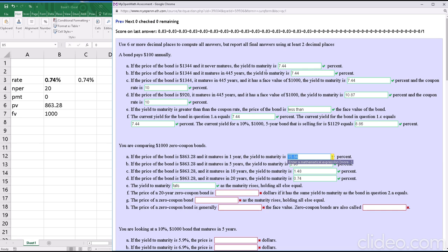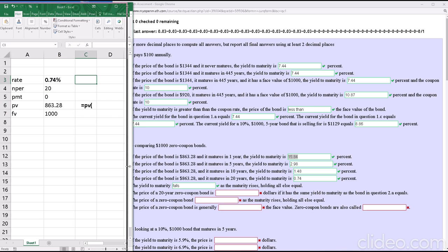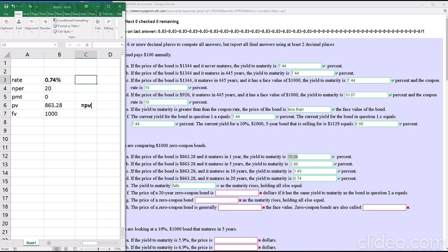Okay, well, let's just calculate it. We want to know the price. I don't know the price, I just want to make that bold. Let me skinny this up a little bit so I can see it. The price of a 20-year zero coupon bond with $1,000 face value, and the yield to maturity is 15.84%. What is the price?